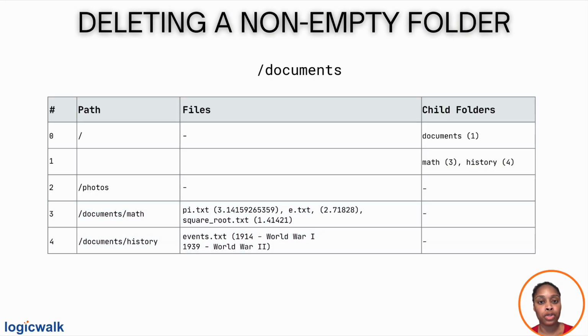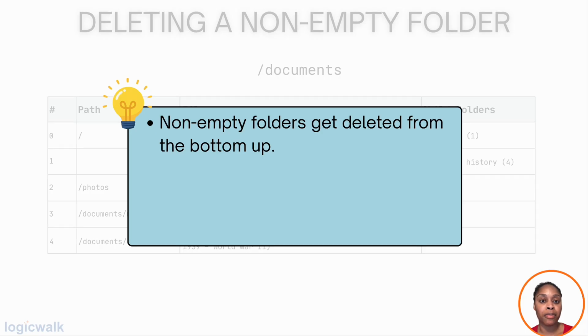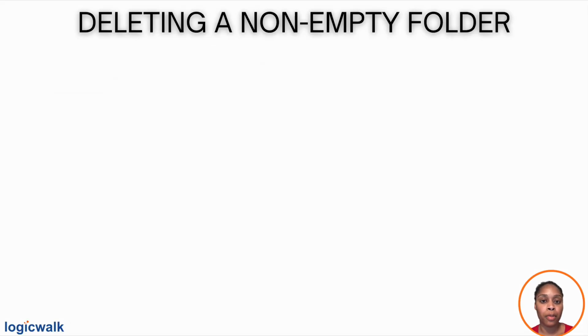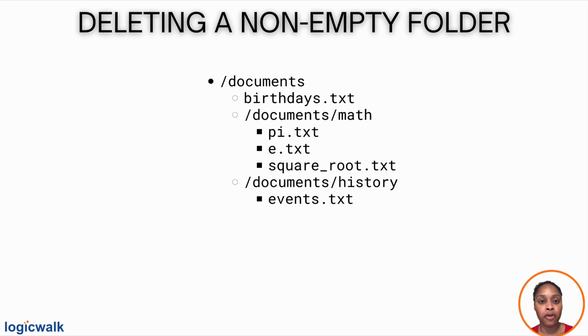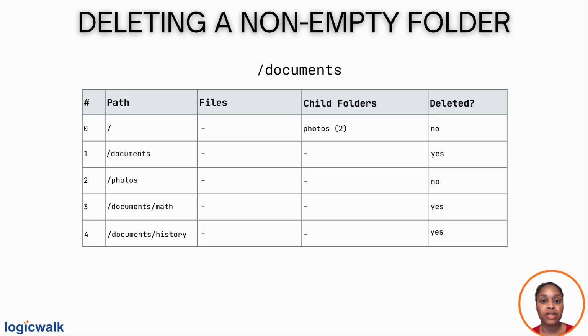If we explicitly choose to delete the folder and all of its contents, the OS must delete items from the bottom up. The Logicwalk OS first identifies all files and folders that descend from documents. It then deletes them using post-order traversal, meaning child files are deleted before their parent folders. By deleting the deepest items first and working upward, the OS ensures that no files remain reachable after their parent folders are removed. After this process is complete, the Documents folder and all of its descendants are no longer reachable from the root.